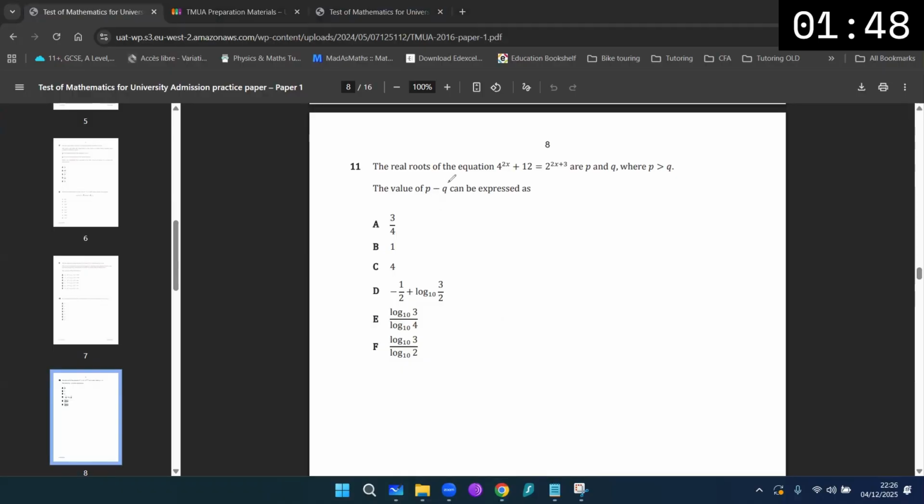Okay, question 11. The real roots of the equation 4 to the 2x plus 12 equals 2 to the 2x plus 3 are p and q, where p is greater than q. The value of p minus q can be expressed as blah, blah, blah, blah, blah.